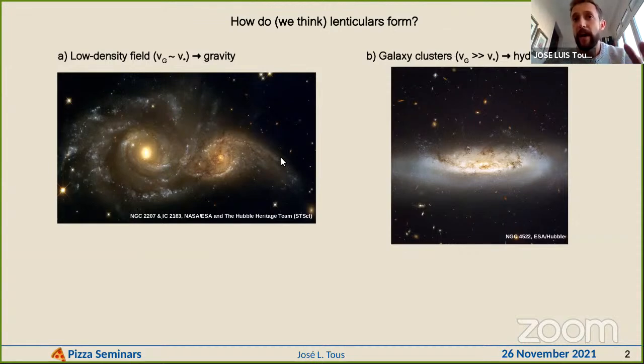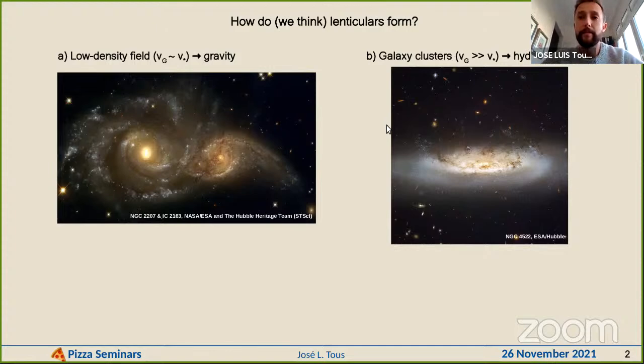On the other hand, we would have the high density environments which occur in galaxy clusters, where these galaxies, lenticular galaxies or S0s, dominate in number. And there it may sound strange, but mergers are no longer effective. And this is because the velocities at which galaxies move through the intracluster medium are much larger than the internal velocities of their stars. So instead of gravity, we need to invoke other kinds of physics like hydrodynamic interactions to do the job of the transformation.